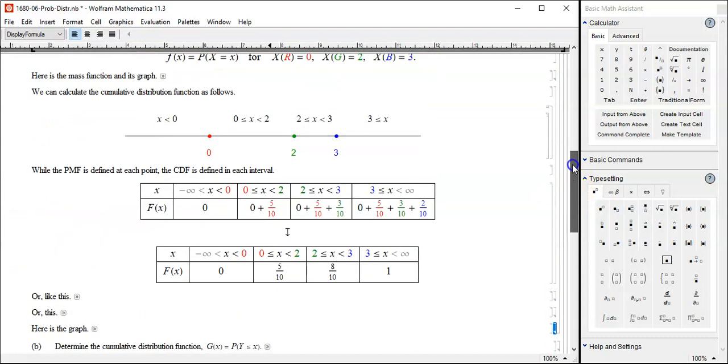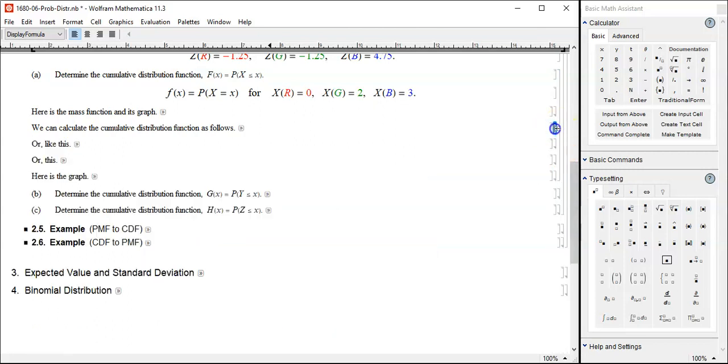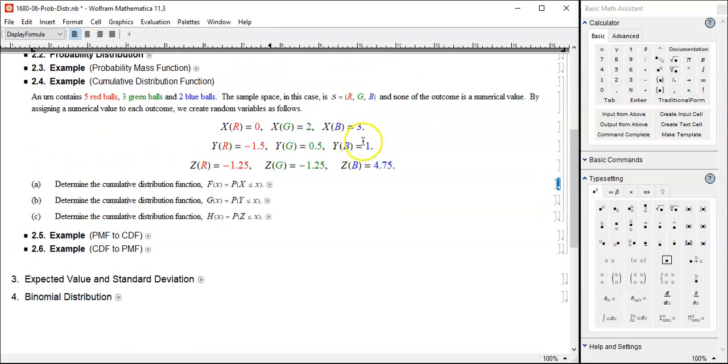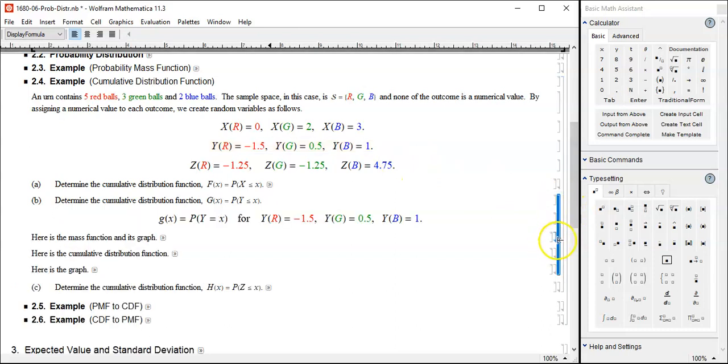Let's see, do we have time for another? Let's try. I don't know if we can finish, but let's try anyway. Let's look at the second problem here. Negative 1.5, 0.5, and 1. We have these three numbers. So we have 3 points on a number line, and those 3 points will divide the number line into 4 pieces. Let's begin with that visualization.